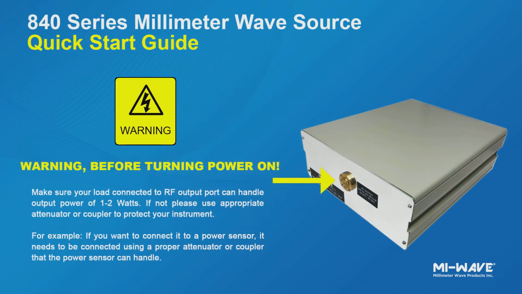Power-up procedures. A quick warning before turning the power on. Make sure your load connected to RF output port can handle output power of 1 to 2 watts. If not, please use appropriate attenuator or coupler to protect your instrument. For example, if you want to connect it to a power sensor, it needs to be connected using a proper attenuator or coupler that the power sensor can handle.